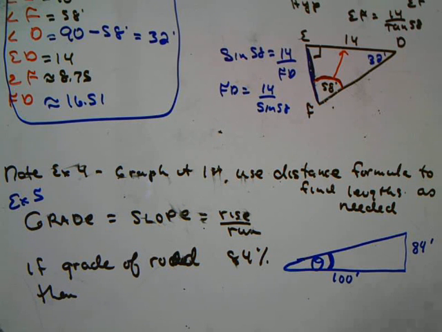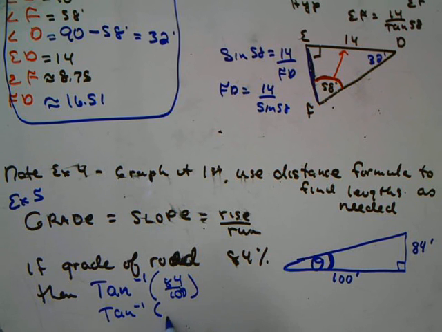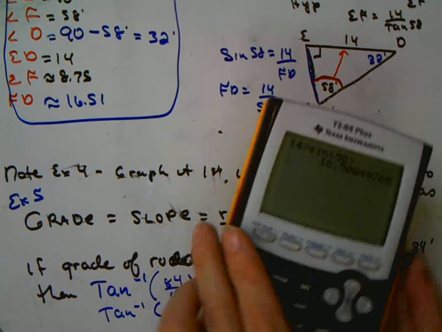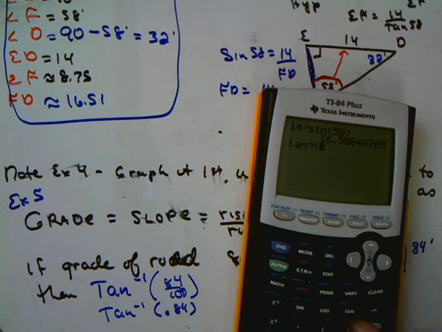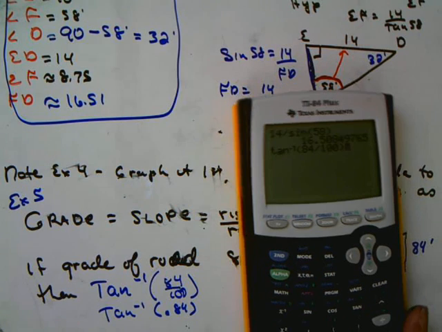Finding an angle, you need an inverse trig function. I notice that this is a right angle, and I have the opposite leg and the adjacent leg. So every time you need to find the grade of a road, you're going to use the inverse tangent of 84 over 100. You could also write 8400, because they mean the same thing.